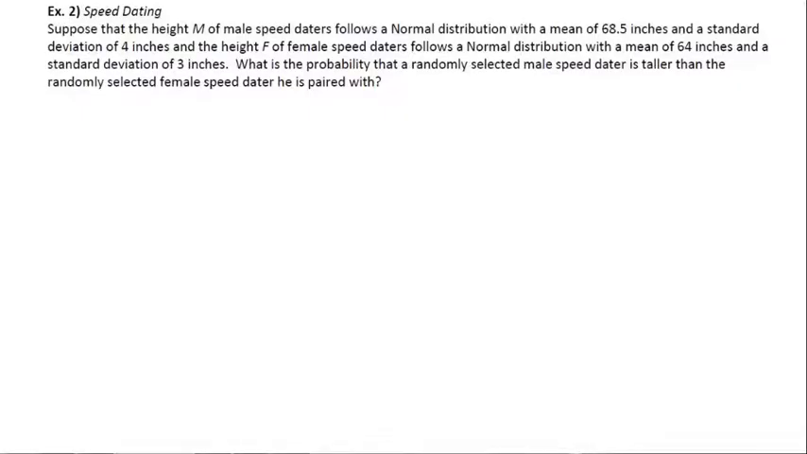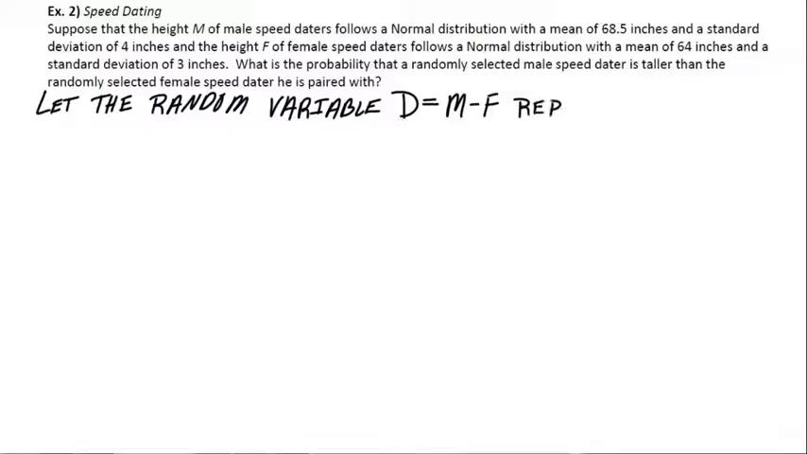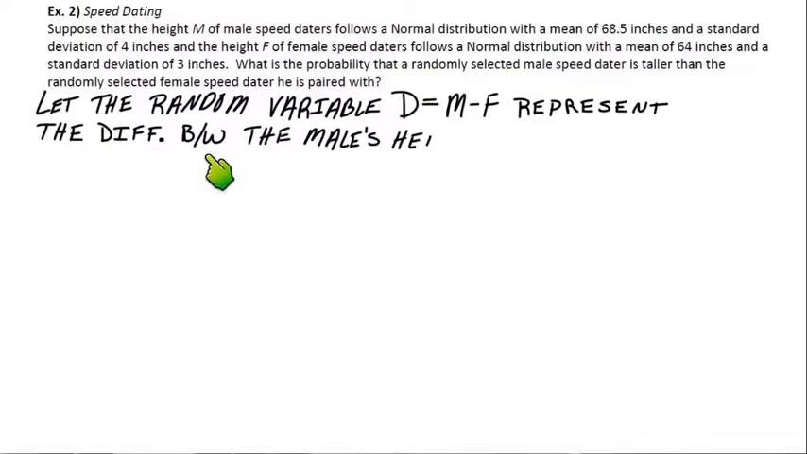This is going to be a big deal for some guys because they think they need to be taller than their date, right? So let's start out with the random variable. So let the random variable, we'll call it D in this case, be D, which is m minus f, hopefully that makes sense. Our random variable D is going to represent the difference between the male's height, which is m, and the female's height, which is f.